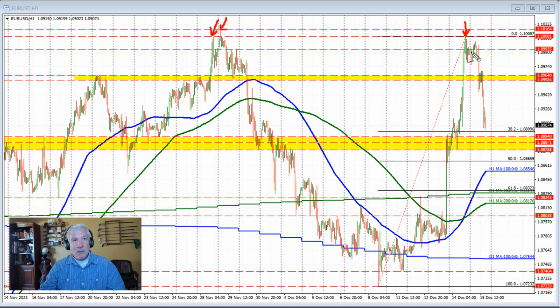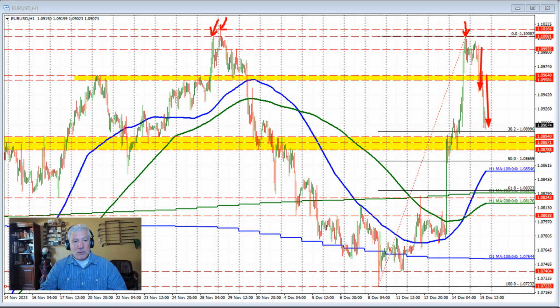We found some consolidation, some sellers against that level, and then we saw the flash PMI data come out in Europe, which forced the price further to the downside over the last 24 hours. So that is the dynamics of the move lower.